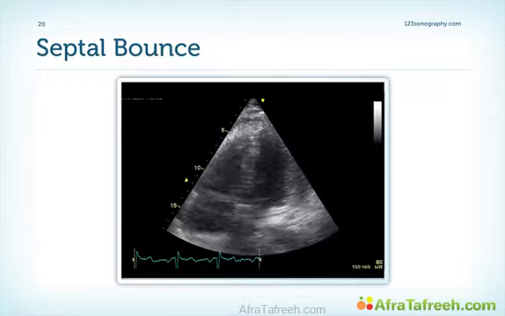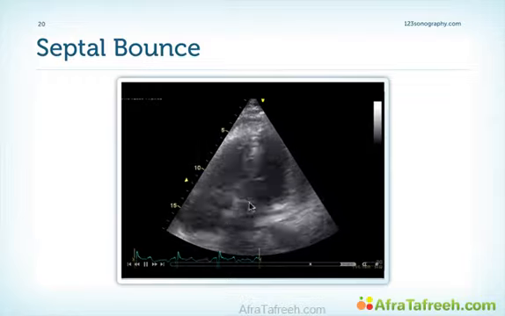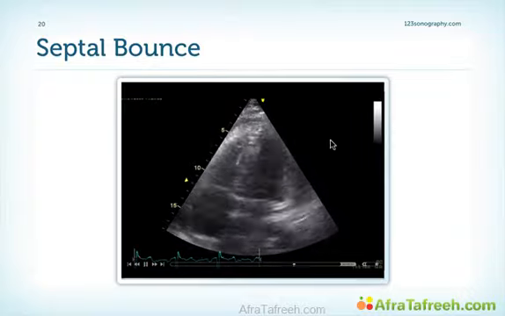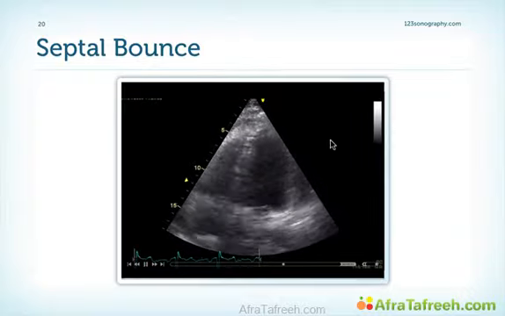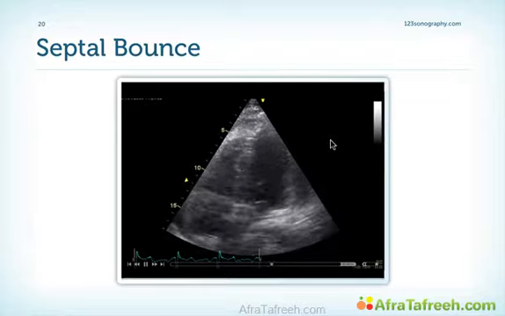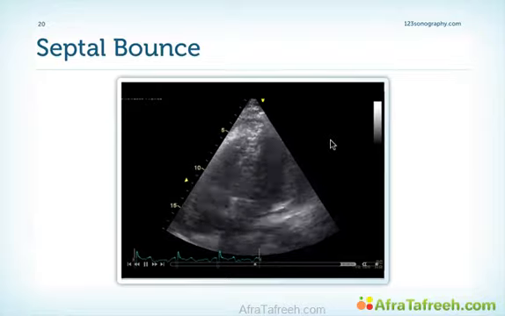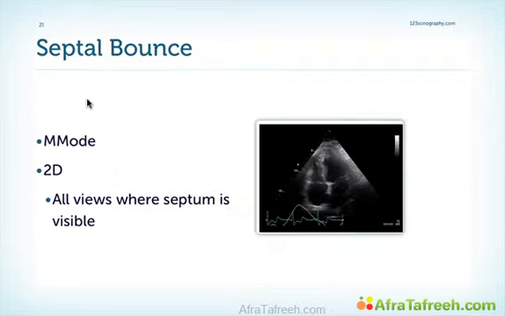So here is another example. This patient also has constriction. Look at the motion of the interventricular septum. It bounces back and forth between the left ventricle and the right ventricle. To visualize the septal bounce, you can actually use any view where you can see the interventricular septum. You can even use M mode. And it is also helpful to use a respiratory curve where you can see that the septal bounce is augmented during inspiration. Here's such an example.